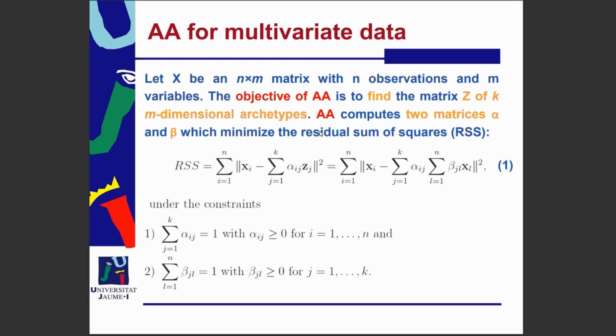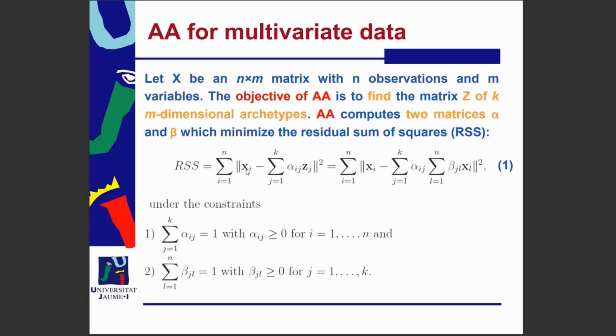So how do we find archetypal analysis? First of all, with multivariate data. Let X be an N times M matrix with N observations and M variables or features, and the objective of archetypal analysis is to find a set of k m-dimensional archetypes. Then archetypal analysis computes two matrices, alpha and beta, that minimize this error.